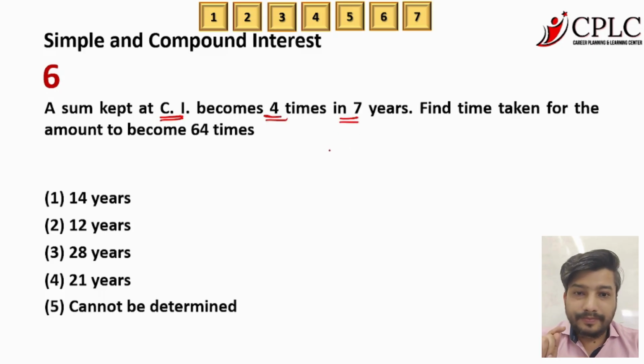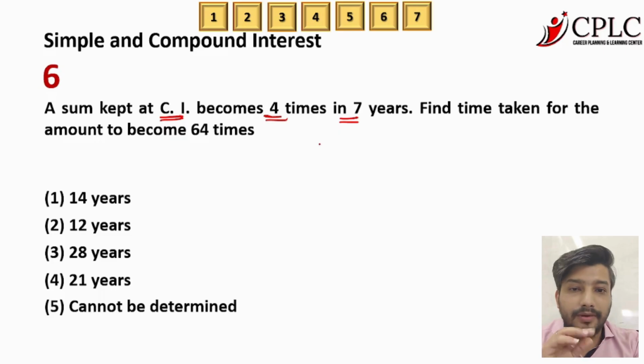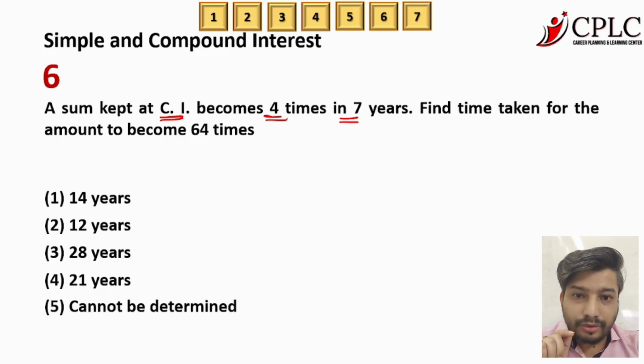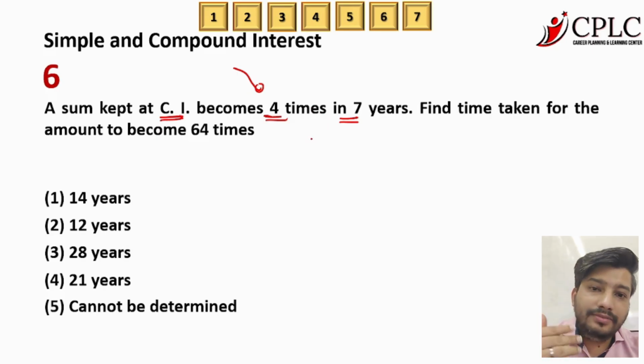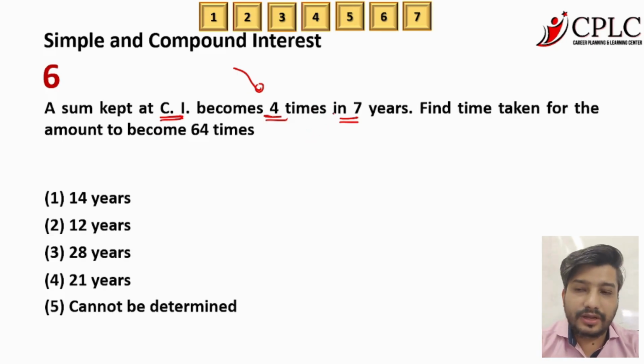Unfortunately, there is no formula. The formula is only there for principal doubling in compound interest, which is 72 upon the rate. So what we need to do is follow the pattern that is mentioned in the question itself. And the pattern is, the amount becomes 4 times in every 7 years.